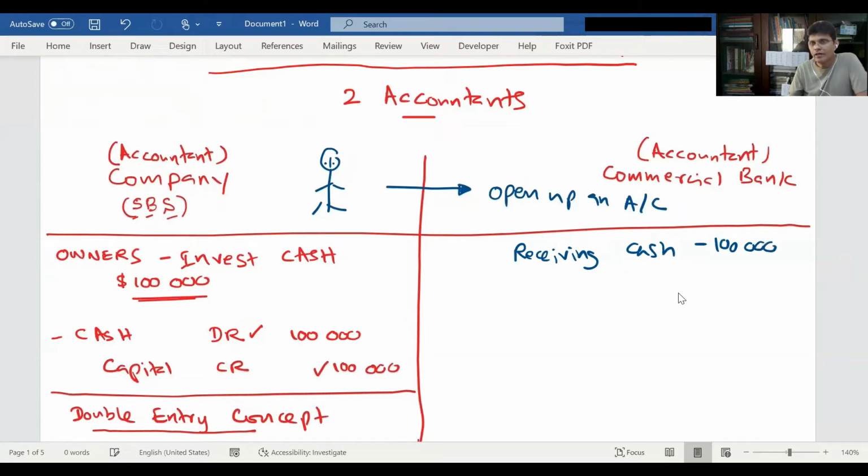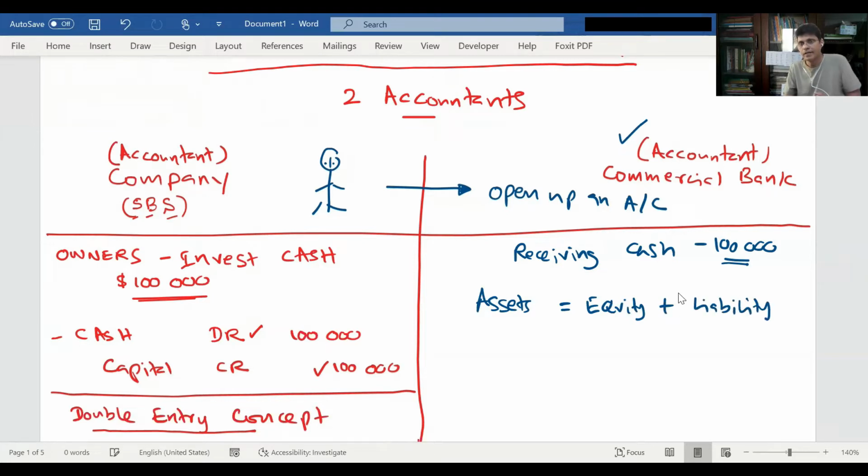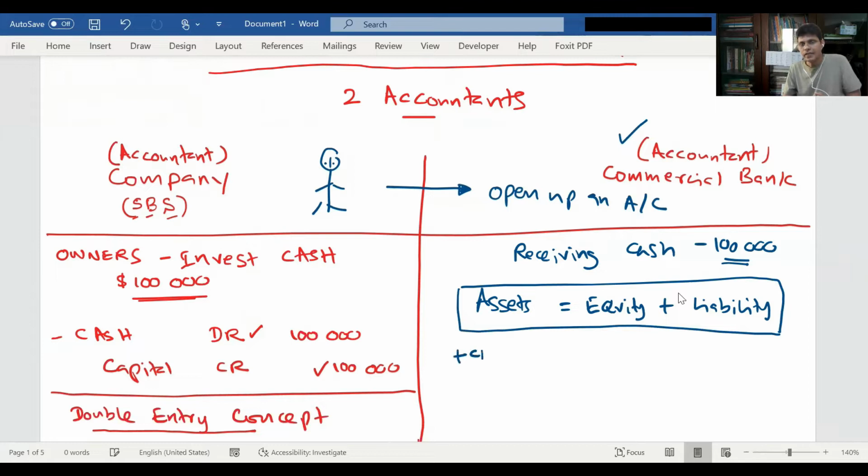100,000. When he receives cash, what would the accountant do? The commercial bank is a separate entity, right? It's a separate entity. The accountant has to follow the normal double entry concept. What is the normal double entry concept? See, assets equals equity plus liability, right? He has to follow the same rule. What is the rule? He is receiving cash. So what he has to do is, cash is increasing. Commercial bank cash is increasing by 100,000 and liability increases.